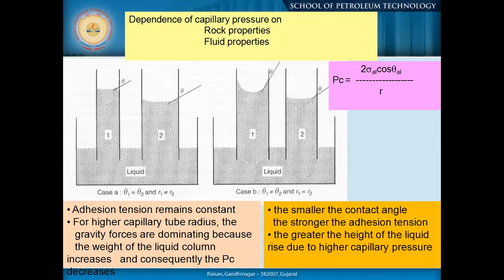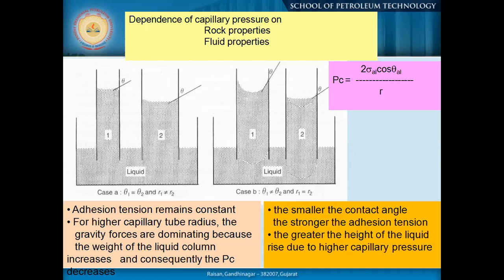Number one. Number two, if you see these formulations, the formulation is Pc = 2 sigma_AL cos theta_AL / R. A means air, L is liquid. If we just change it, because Pc is what? Pc is delta rho g h, isn't it? So if I put h on the left side, it would actually be h = 2 sigma cos theta_L / (delta rho g R).